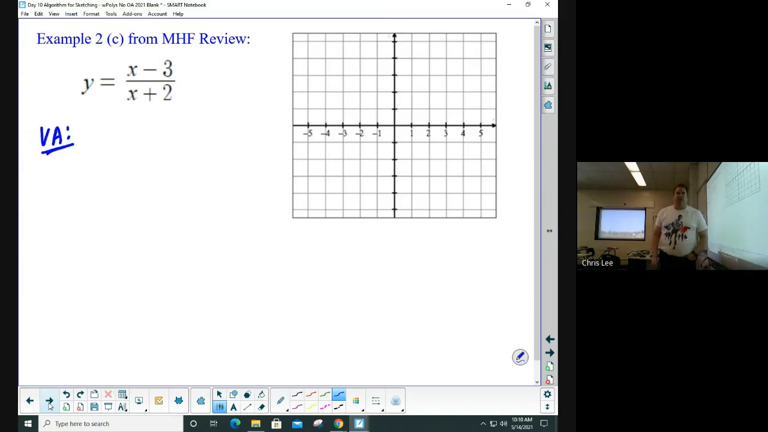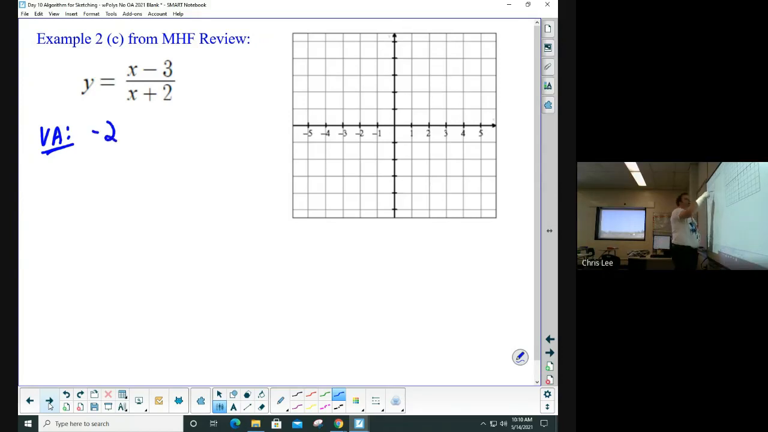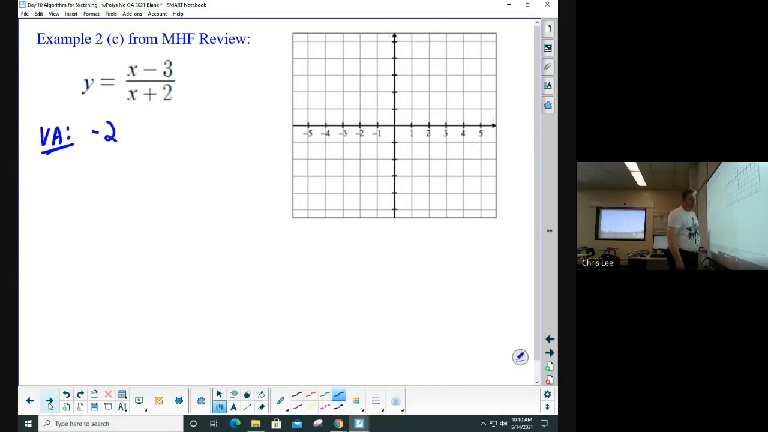Can someone tell me the vertical asymptote on this guy? -2. -2. Excellent, thank you. You can see it from where it equals 0. I doubt you'll write this, but there it is. Okay, x is -2.